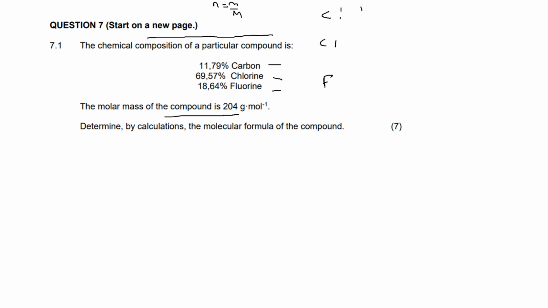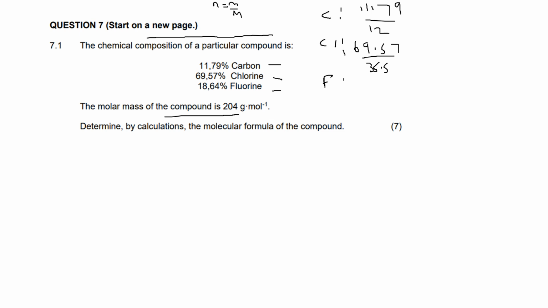So here it will be 11,79 for carbon, divided by 12 now. And then for chlorine it will be 69,57. And then you divide that by the mass number of Cl in the periodic table. I'm just trying to look for that one. The one that I'm using is 35,5. That is the mass number in the periodic table.